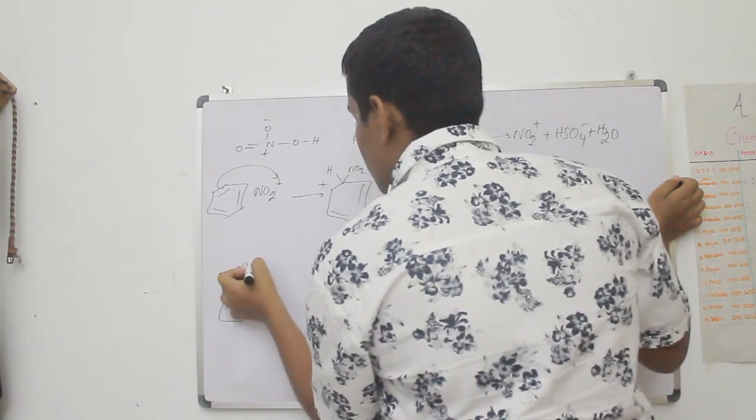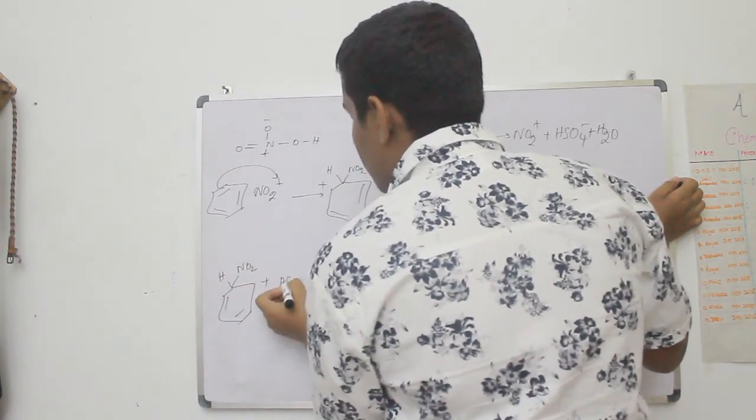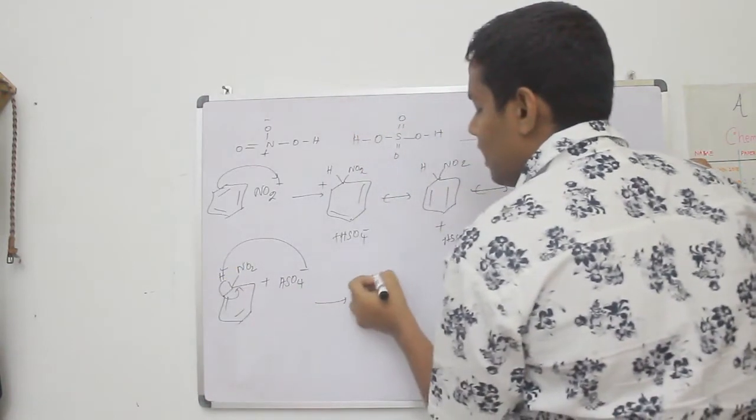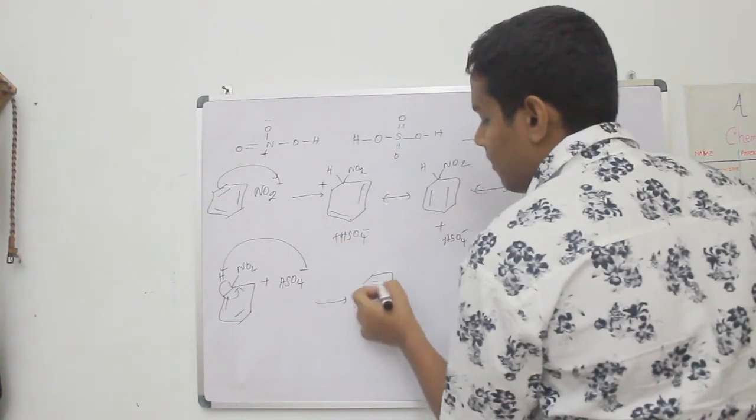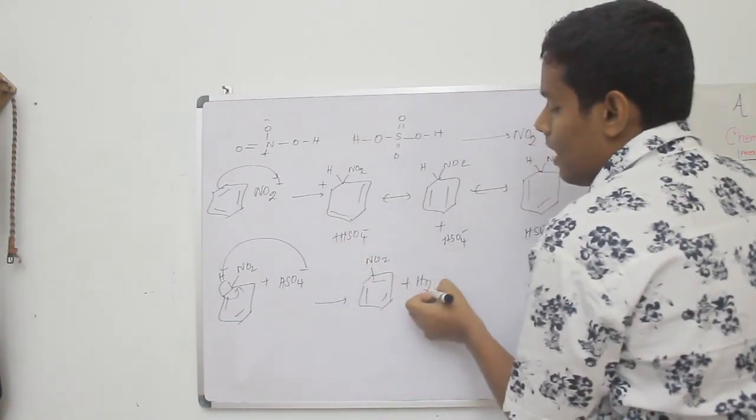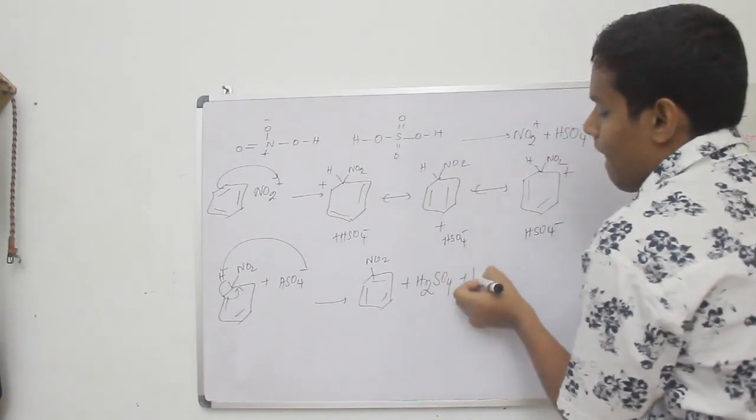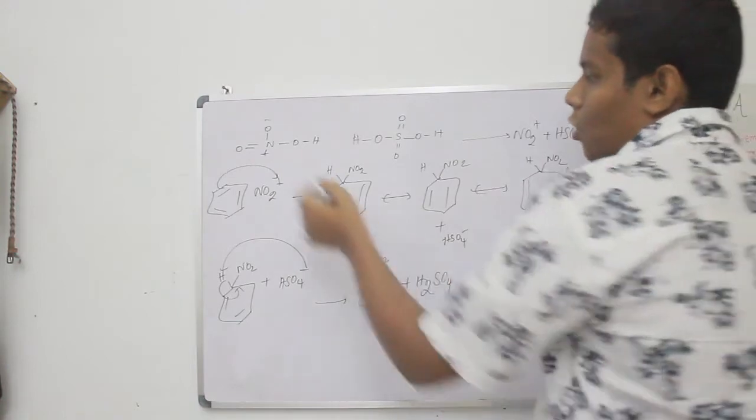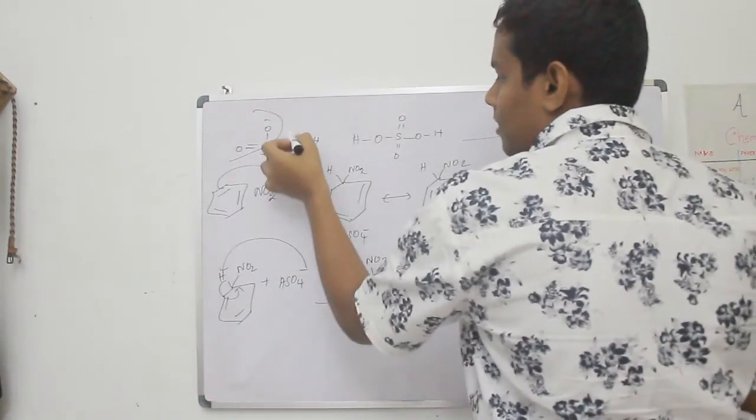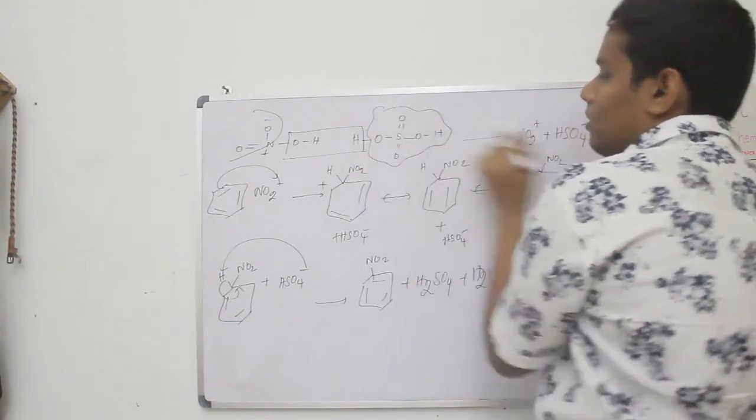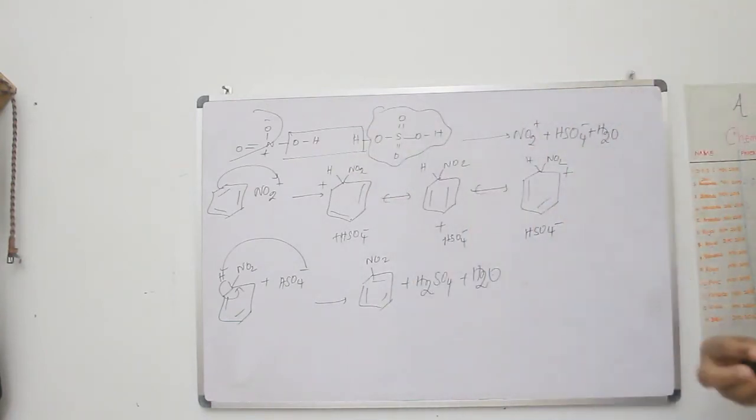H and NO2. Then HSO4 minus comes and attacks here. This removes H, giving you only a nitrated benzene, but with the H2SO4. Nitrated benzene with H2SO4 and water. Water from this. NO2 plus here, water here, HSO4 minus. That is how this particular first reaction has taken place.